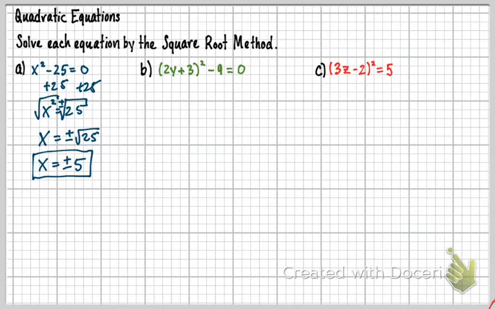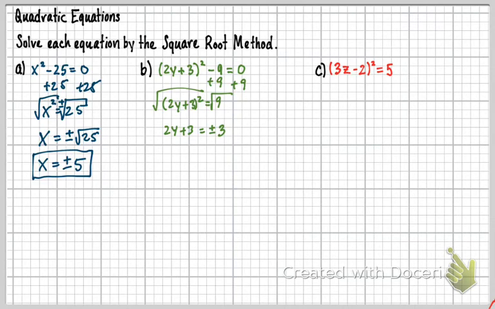Okay, so this one, remember, I'm going to isolate the squared component. That's squared right there. So I'm going to move the 9 over by adding 9 to both sides. On the left side, I get 2y plus 3 squared equals 9. And then I square root both sides using the square root method. On the left, I get 2y plus 3 equals, and remember, I get that plus or minus 3.